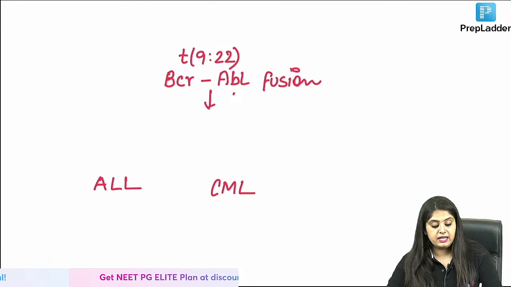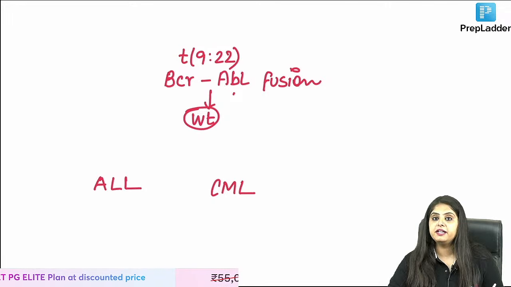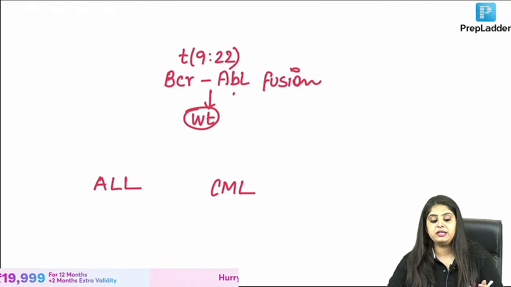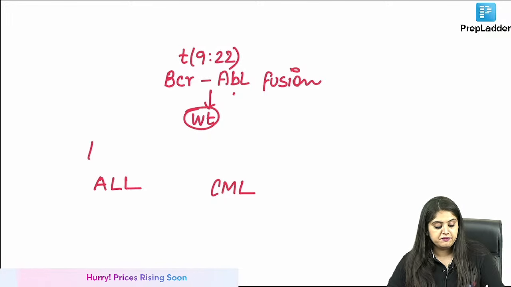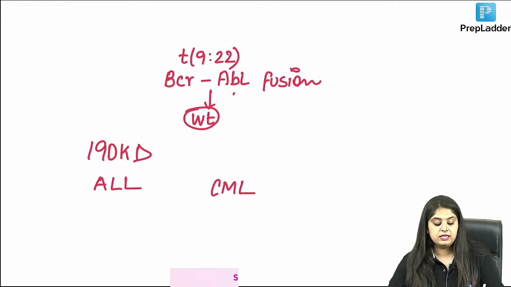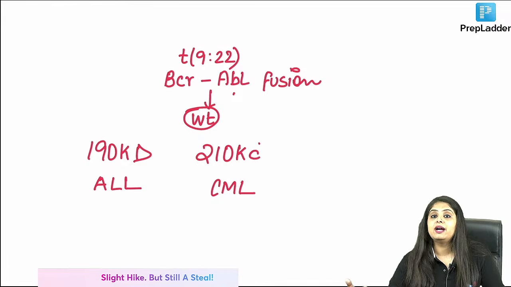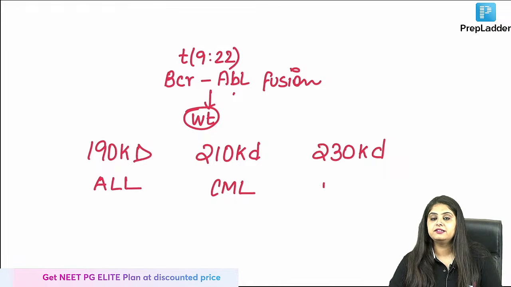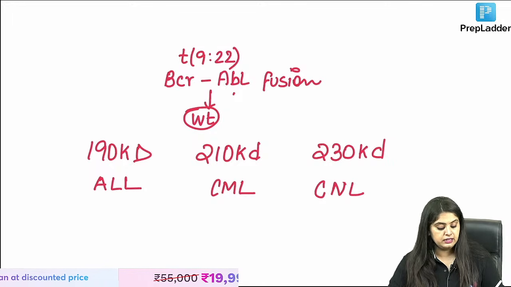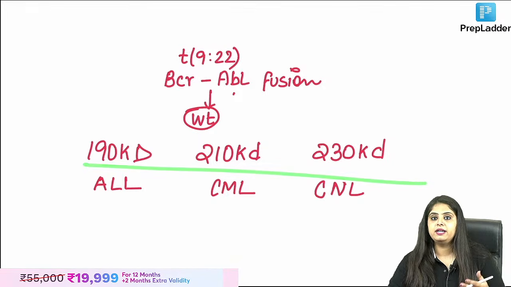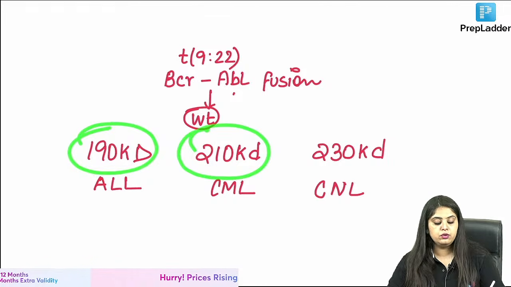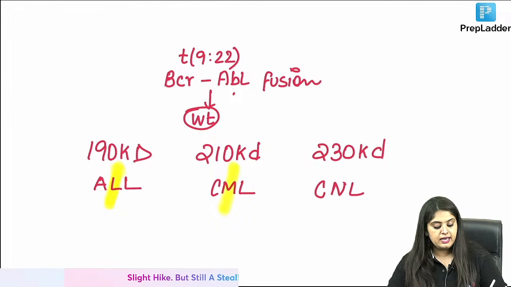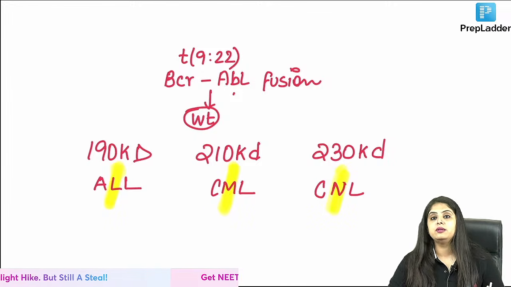Because now for NEET and INI-CET students, please note, you have to know the weight of this protein. How much has the fusion resulted in a weight of how much of protein? It could be you start with 190 kilodalton, then you add a 20, you come to 210 kilodalton, you add another 20, you come to 230 kilodalton, and that will make it ALL, CML and CNL. How should I learn this? First you will have to write the weight, 20 ke gap pe, 190 kilodalton, 210 kilodalton, 230 kilodalton, and then you will write alphabetical order L, M, N. These are the three leukemias that occur.